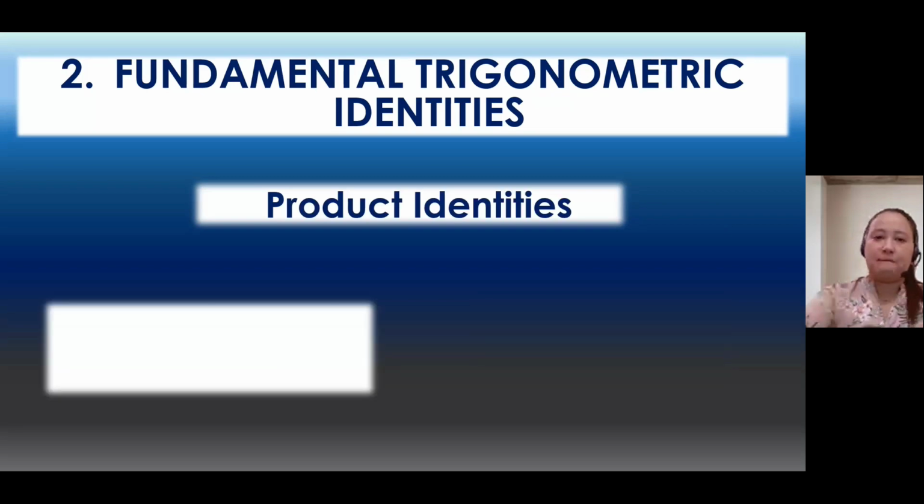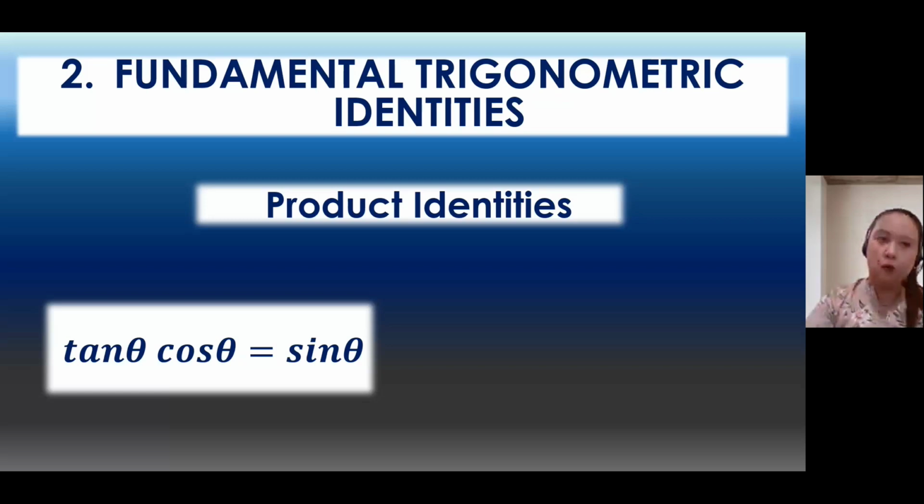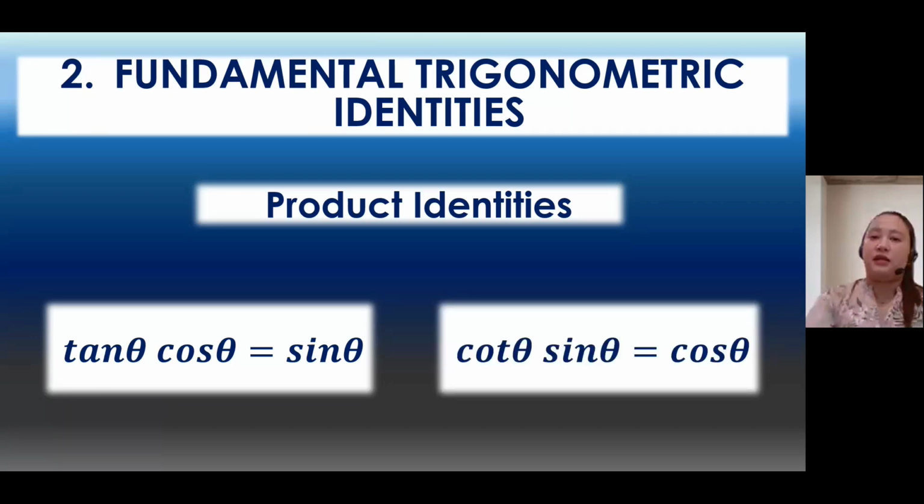Then product identities. Since we do have the quotient identities a while ago, you're just going to multiply the denominator on the right side with the left side. So we have tangent theta times cosine theta equals sine theta. This is from the quotient identities a while ago. And then, again, multiplying the denominator of the right side to the left side, we have cotangent theta times sine theta equals cosine theta.